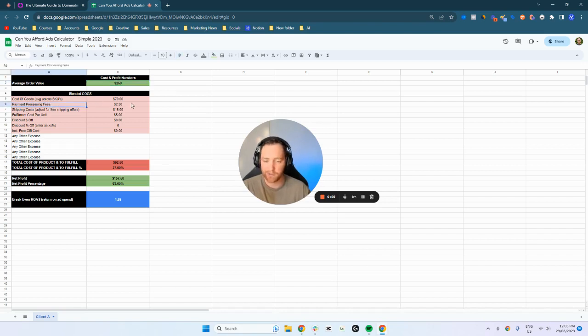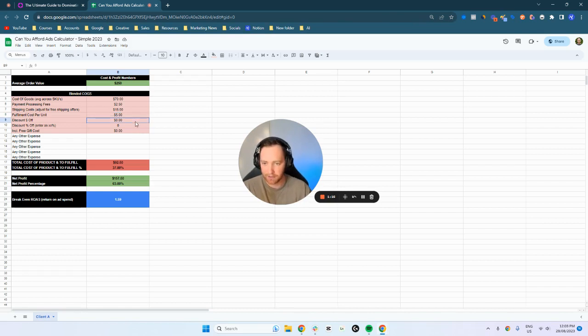Payment processing fees, whatever they are for your business, put something in there. So I've just got $2.50 here. Shipping cost, it's $15 for this brand. Fulfillment cost per unit, let's say $5. Whatever this is for your business, hopefully you know these numbers. You can put this into the calculator and it'll spit out a number at the bottom.